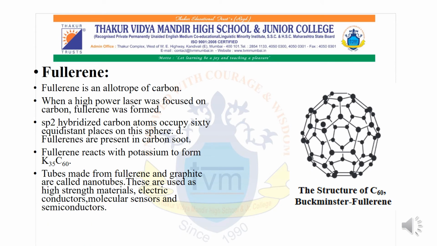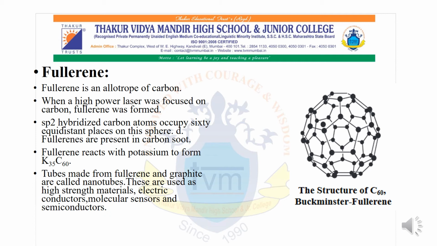Coming to the last allotrope of carbon, we have fullerene. Fullerene is an allotrope of carbon. It is also called buckyball or Buckminster fullerene. When a high power laser was focused on carbon, fullerene was formed. It has a formula C60 and the shape of a soccer ball. sp2 hybridized carbon atoms are seen here. 60 carbon atoms are placed in the form of hexagons and pentagons.